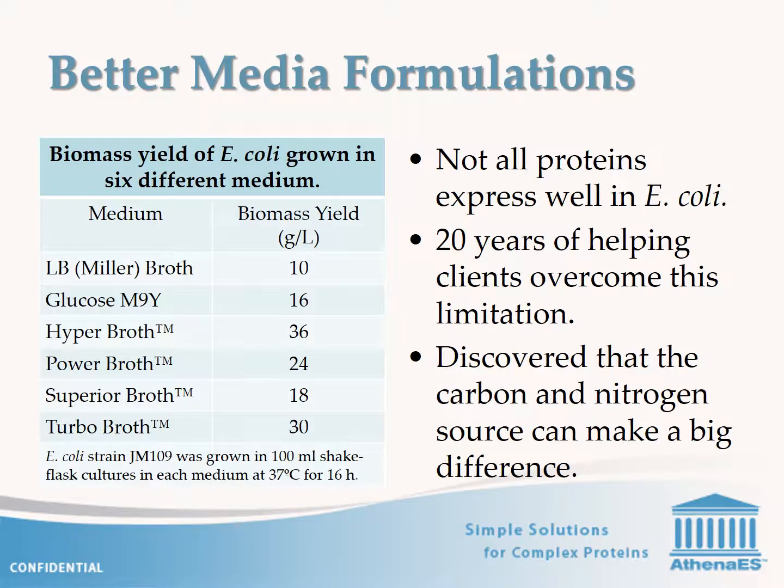About 40% of proteins express poorly or not at all in E. coli. In the course of assisting clients over the past 20 years resolve this limitation, we have found that the type of carbon and nitrogen source can make a significant difference as to whether a protein can be produced in sufficient quantities. Using this knowledge, we have devised a set of media that routinely yield more recombinant protein per unit volume than LB broths or more traditional media. In shake flask cultures, as is shown in the table, cell biomass yields can be 2.5 to 3.5 fold higher as compared to LB broth.